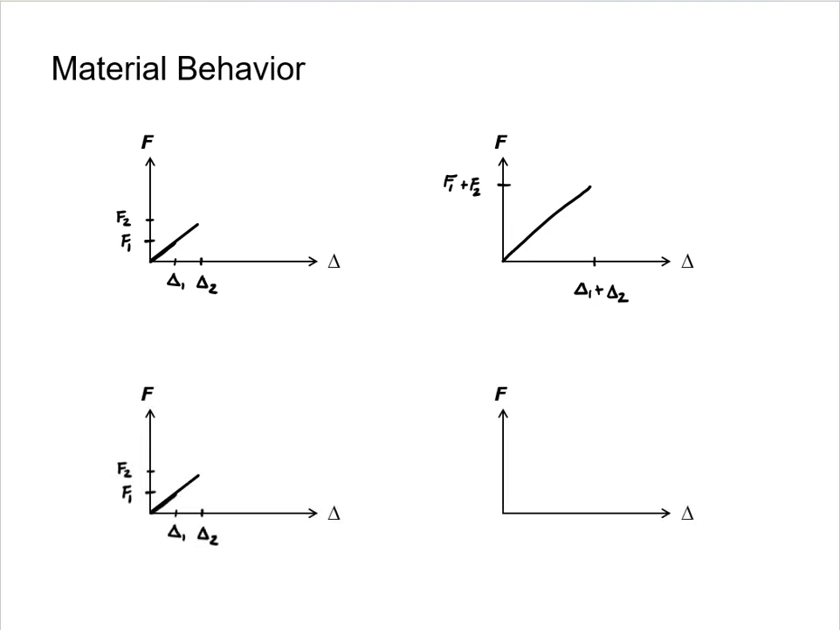If the material does not remain linear elastic, the load displacement curve typically softens, which means it bends over to the right. In this case, applying loads F1 and F2 causes a deformation bigger than the sum of the individual deformations.